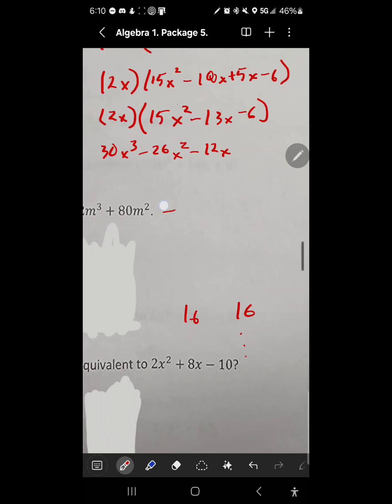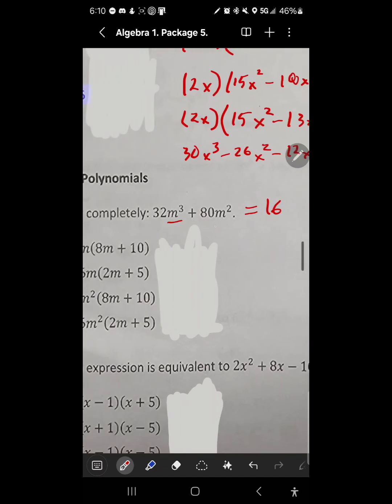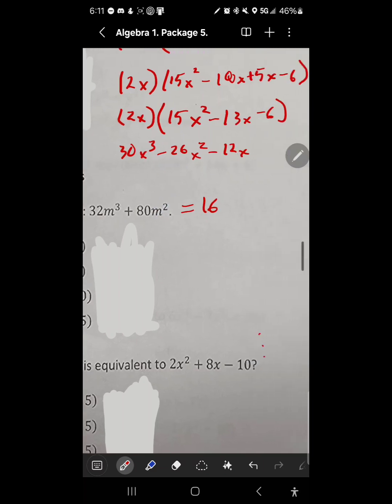So I can say this is going to be equal to 16 multiplied by something. You see here, they both have the m, so we can take out the m with the lesser exponent, which is going to be m to the 2, because 2 is less than 3. So m to the 2. Now 32 divided by 16 is going to be 2.